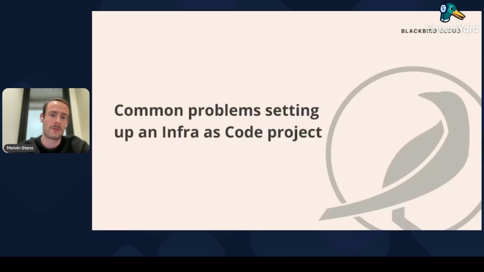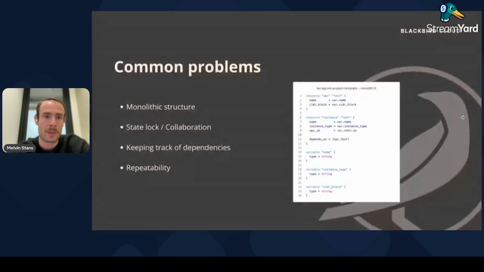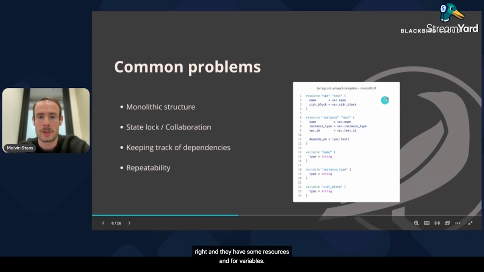So let's dive straight into the common problems we see when people are setting up their infra as code projects. Often when you have a brand new app and you want to deploy it to the cloud, you probably want to start out with Terraform. When people start out, they often start out in a monolithic structure. That means building everything in one big project. Often, as you see here on the right, they have some resources and some variables, and put that in one project file.